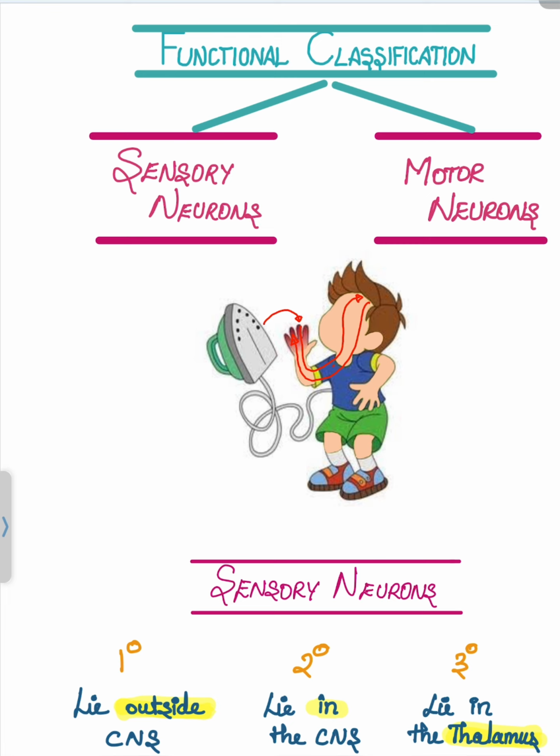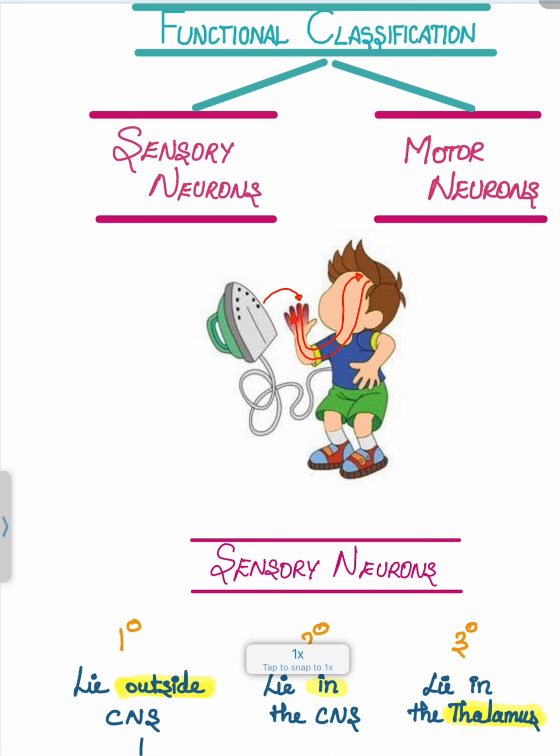Okay? Now, imagine a scenario. Based on the scenario, you will easily understand both the neurons, sensory and motor, and what their work is. Imagine a child is touching an iron box. What will the child immediately do? He will take his hand away from the iron box immediately, right? This is the scenario. Well, now let's go a bit deeper into it.